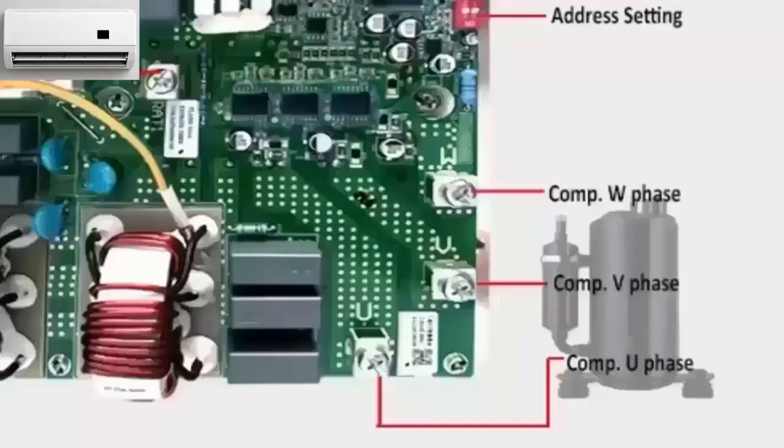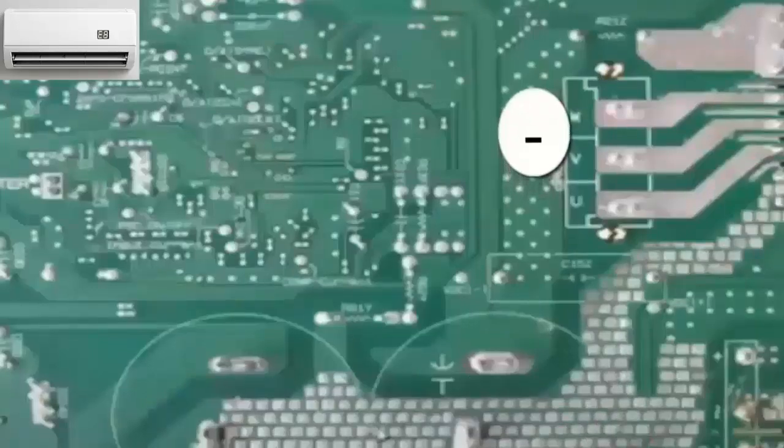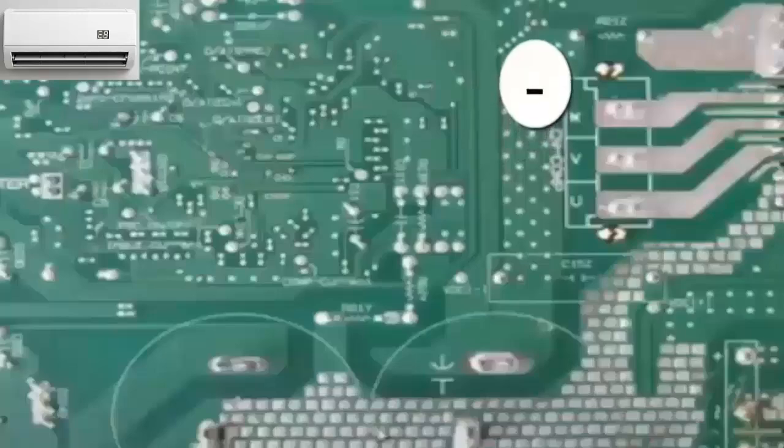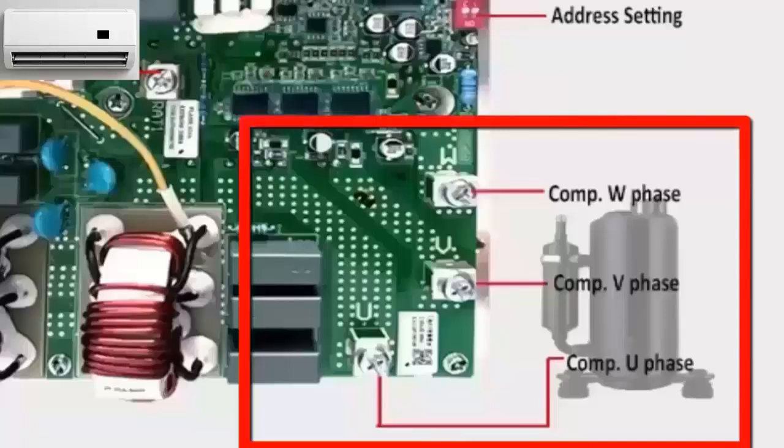Locate the positive track that connects the high-voltage capacitors to the IPM. This track is usually thick and soldered directly from the capacitor's positive terminal to the IPM. Likewise, identify the negative track connecting the capacitor's negative terminal to the IPM. Follow the tracks from the compressor connector to the IPM to identify the 3 output terminals, U, V, and W. Set the multimeter to diode mode, usually marked with a diode symbol.